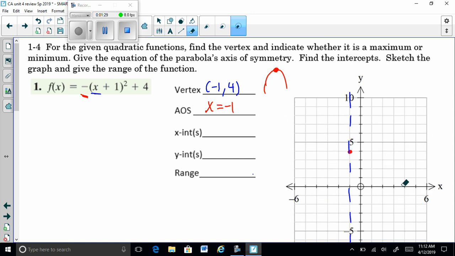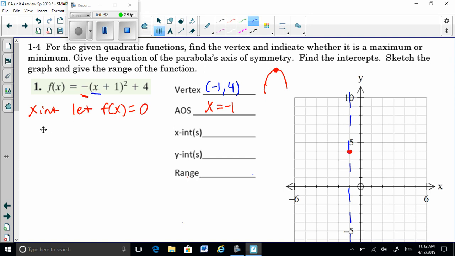That'll help us find some additional points sometimes by using the axis of symmetry. Okay, so now we'll go ahead and find those x-intercepts. So if you want to find your x-intercept, we're going to go ahead and let y equal 0. In this case, we're using the notation f of x. Same thing as y. So you let y equal 0. So we're going to be left with 0 equals negative, let's see, x plus 1 squared plus 4.